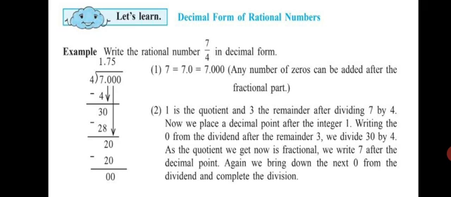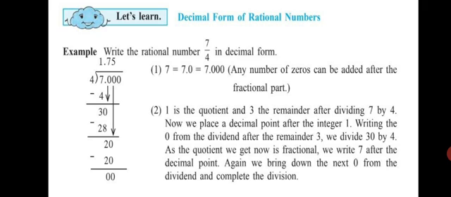Now that you know what rational numbers are, we are going one step ahead and we are going to learn the decimal form of rational numbers. You already know about decimal numbers. So now look at the example. Write the rational number 7 upon 4 in decimal form. Now 7 we will divide by 4 and we will write the answer in decimal form. How do we do that?